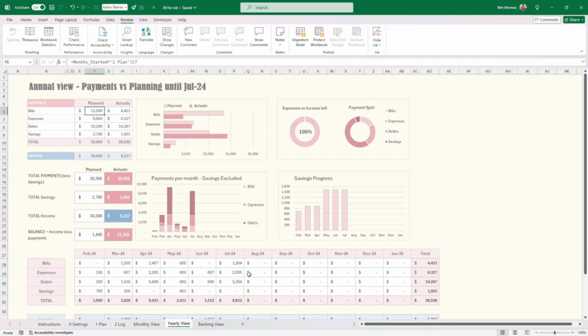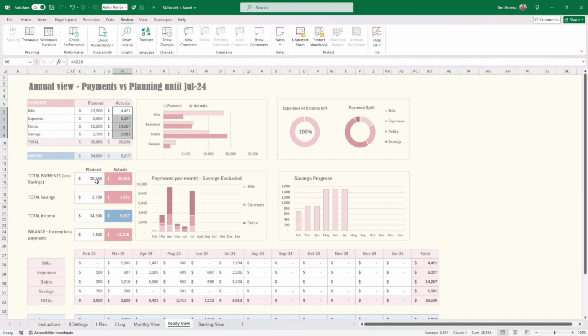So this is smart because it doesn't go through the full year, only for you to realize at the end of the year, oops, there's a problem here. It tells you as it is. As soon as you input data in July, it will do the annual view until this July date. And for actuals, it's doing the same thing.